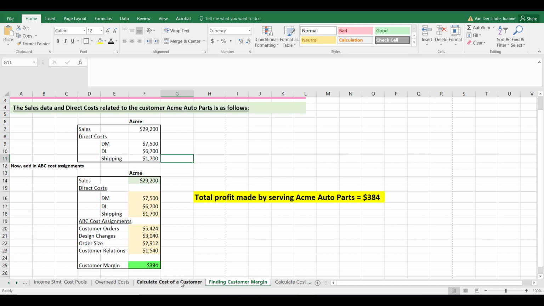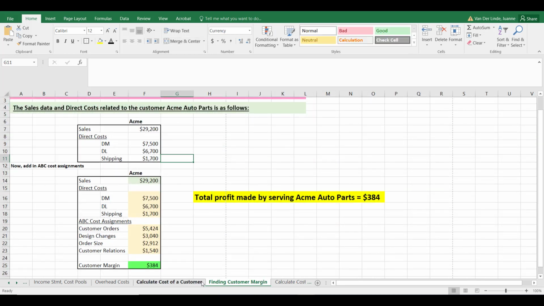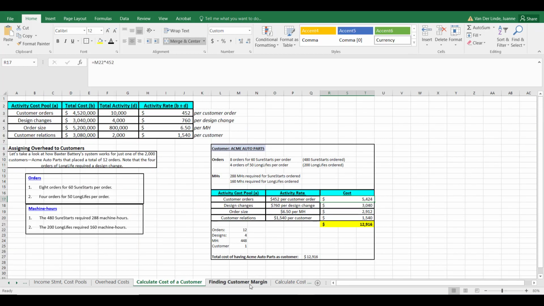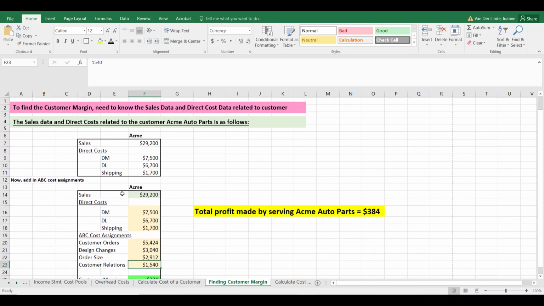So remember, we assigned $5,424 to this customer from the customer order activity cost pool. We assigned $3,040 to this customer from the design changes cost pool. We assigned $2,912 from the order size cost pool. And lastly, we assigned $1,540 to this customer from the customer relations cost pool.